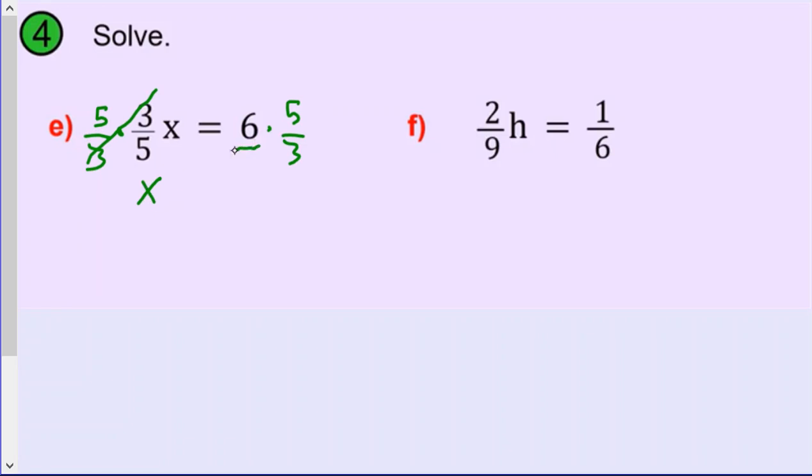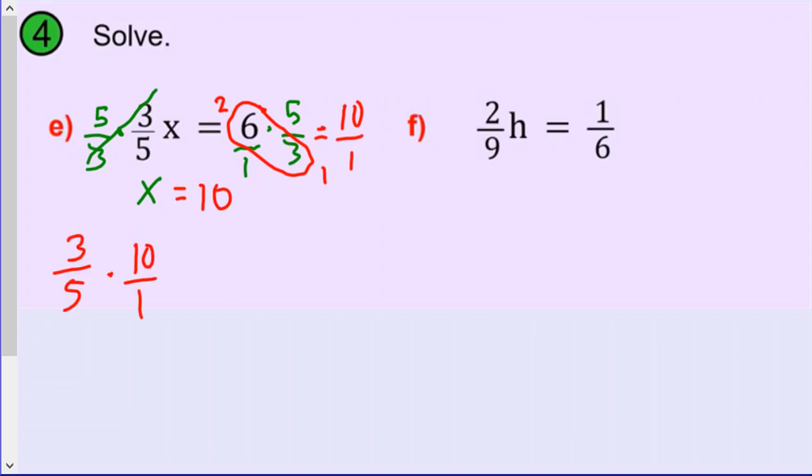And then we have 6 over 1 times 5 over 3. And we got some common factors here. We can divide these by 3. That'll leave us with 1 here and 2 here. And then we would equal 10 over 1, or 10. So x is equal to 10.